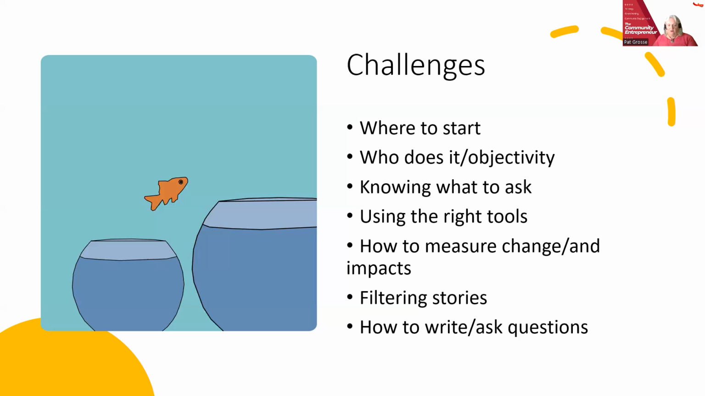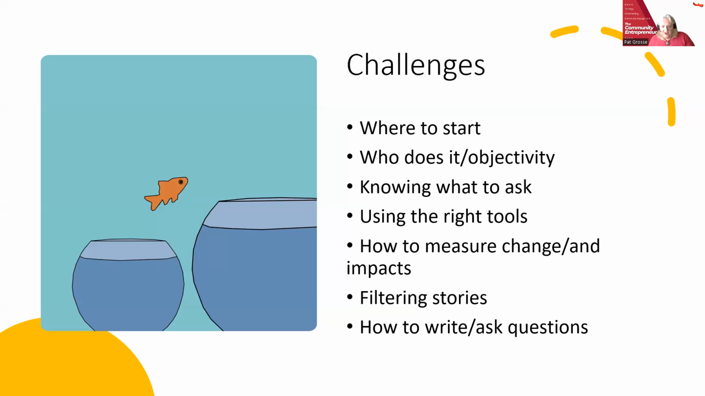They're really powerful, and they actually could be very, very useful for the next step, which will be the next session we're doing, which is around using the evaluation to further your cause. But in the meantime, how do you filter the stories? How do you do that? There is a way, there is a process. And how do you write and ask the questions?